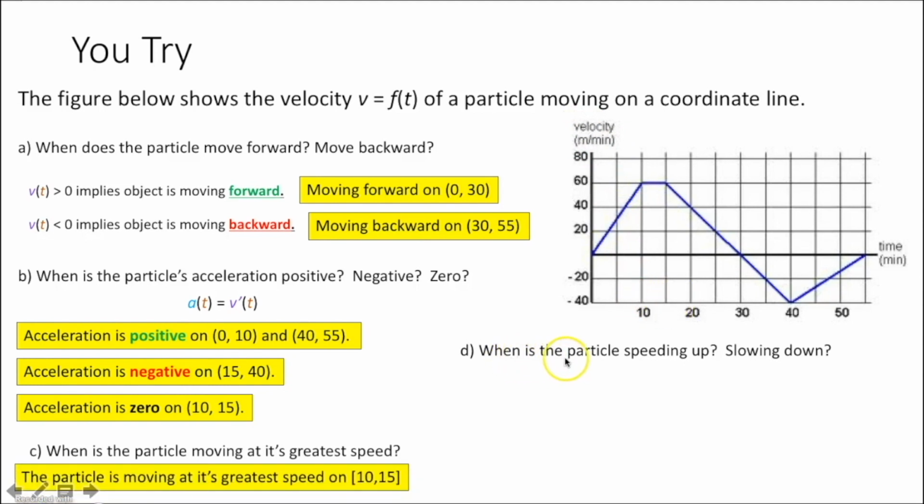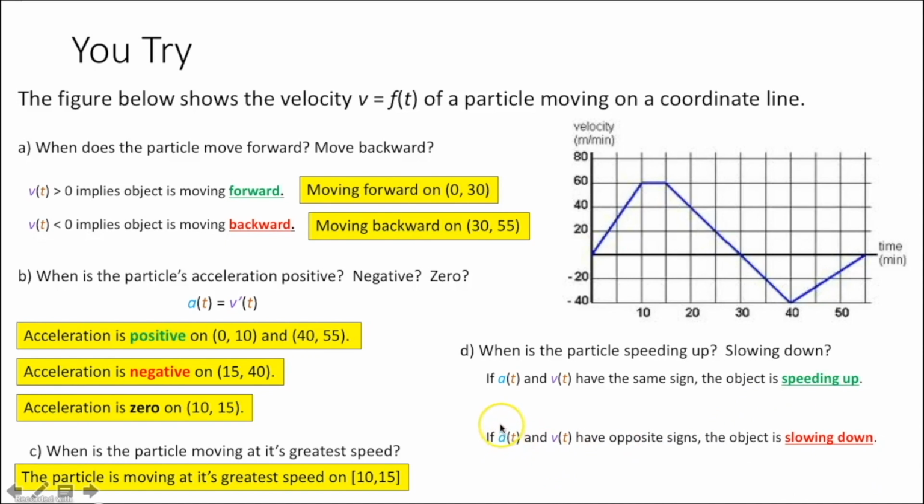Then part D says, when is the particle speeding up and slowing down? So if your acceleration and velocity have the same sign, your object is going to be speeding up. So if they're both positive or both negative, then your object is going to be speeding up. It's going to be slowing down if your acceleration and velocity have opposite signs. So if one is positive and one is negative, or vice versa.